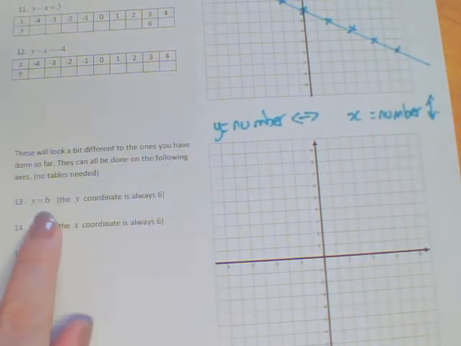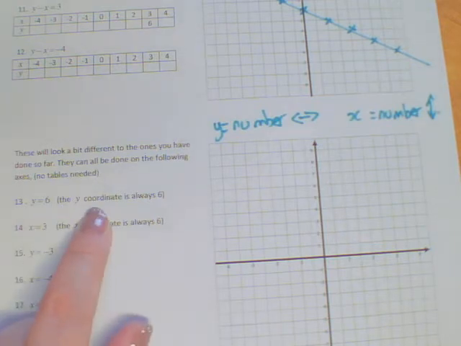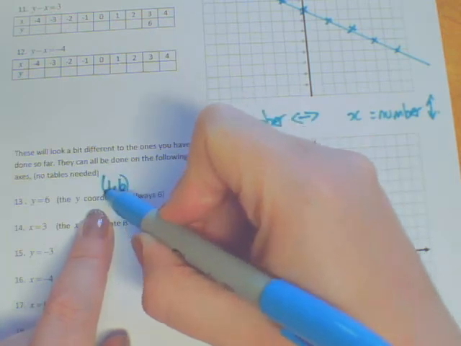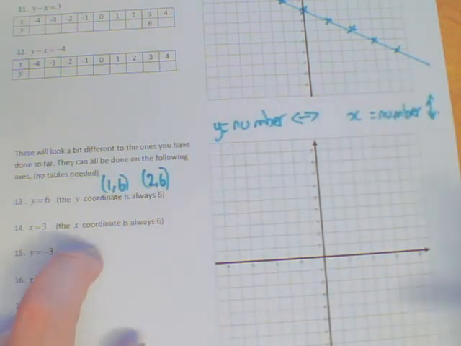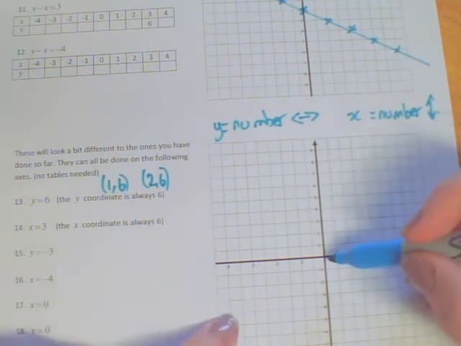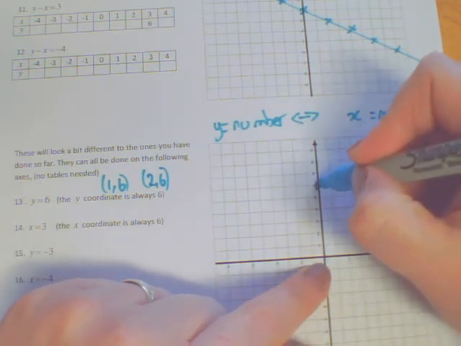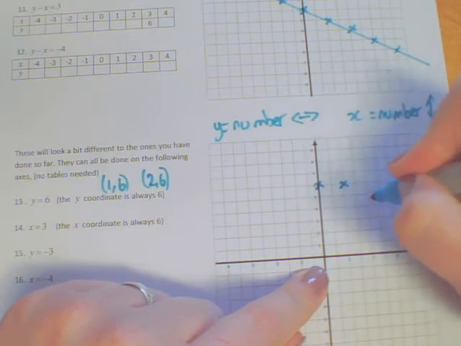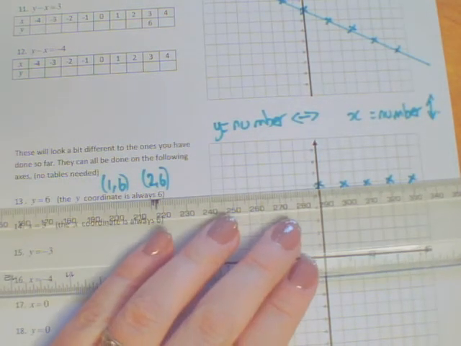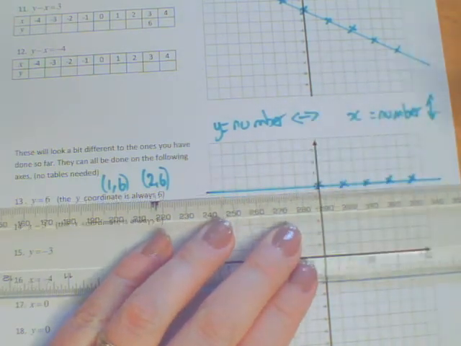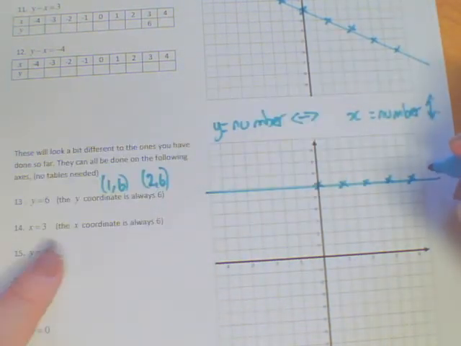So y equals 6 means any point where the y coordinate is 6. So you could have 1, 6, 2, 6, 3, 6, 4, 6, 5, 6, and so on. If I was to plot those onto my graph, so 0, 6, 1, 6, 2, 6, 3, 6, 4, 6, can you see they form a horizontal line? So I can just draw a horizontal line along at the 6.